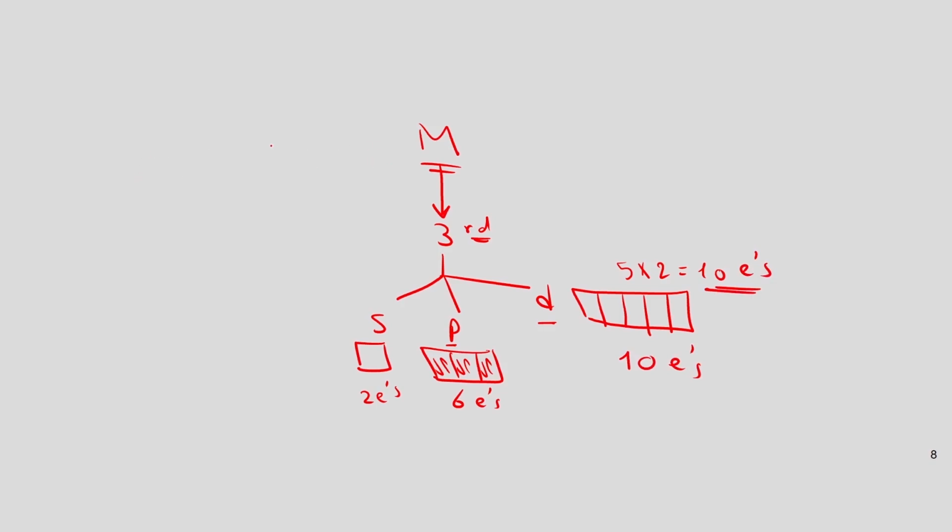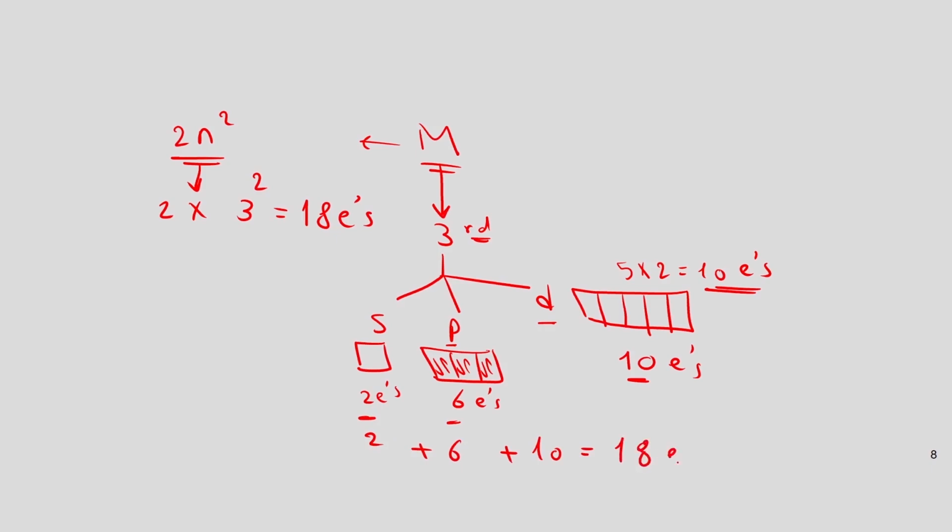Remember when we said that each level is filled with a total number of electrons equal to 2n squared. So if you apply it to this one, I have 2 multiplied by the M, which is the third level, to the power 2, which is 9 times 2, equal to 18 electrons. This is the same number you can find if you sum the electrons of all orbitals. You have 2 plus 6 plus 10 equal to 18 electrons. So this is another way of looking at the electrons that fill the M orbital.